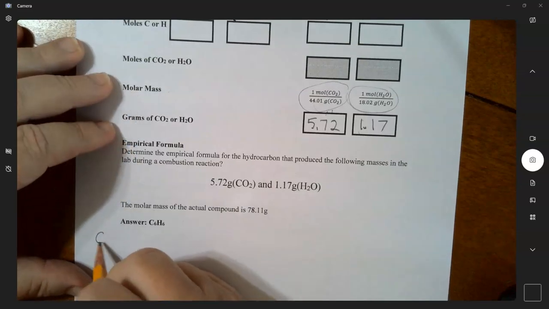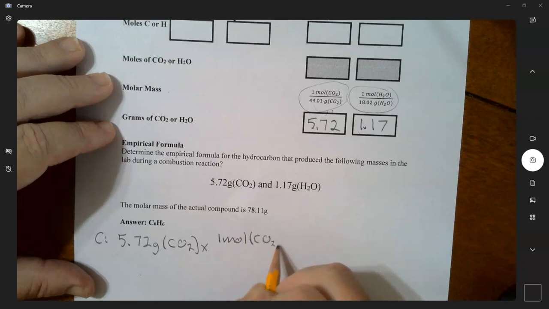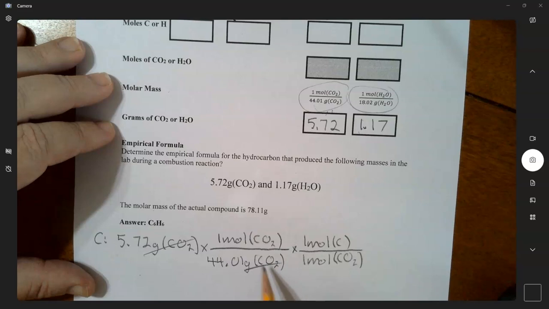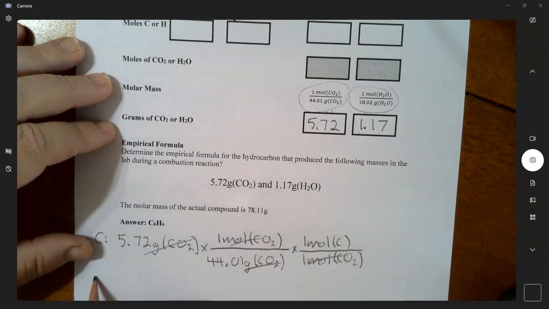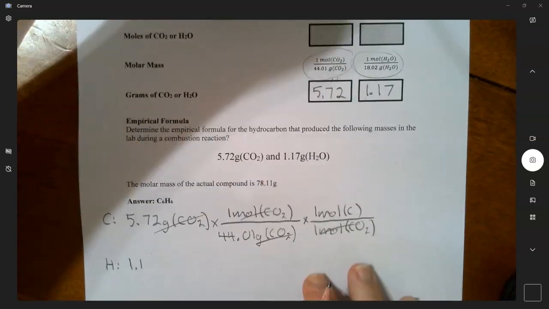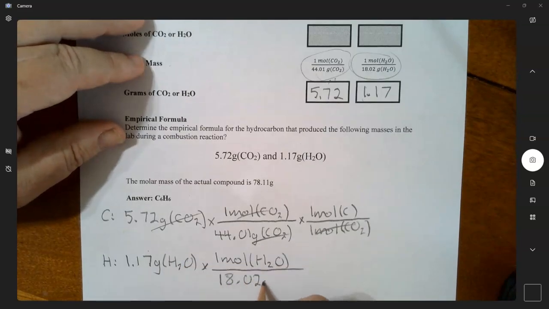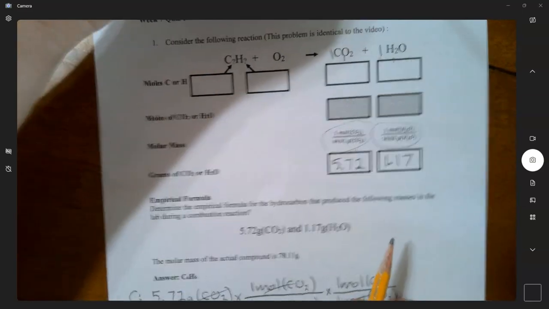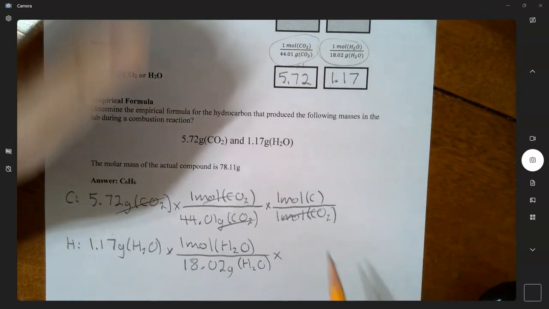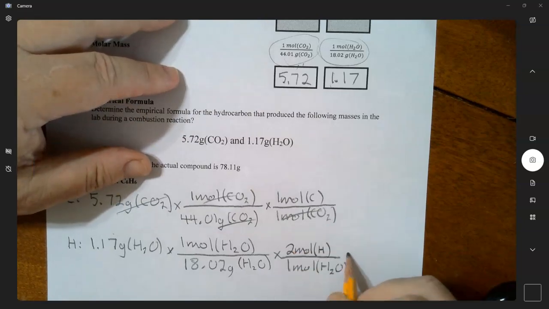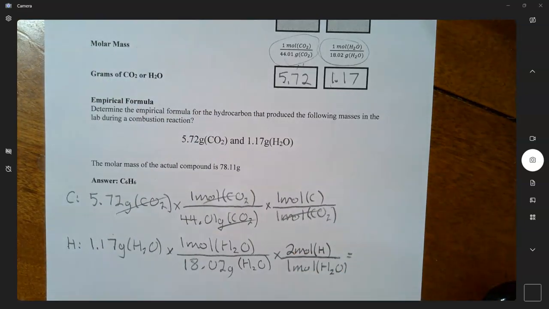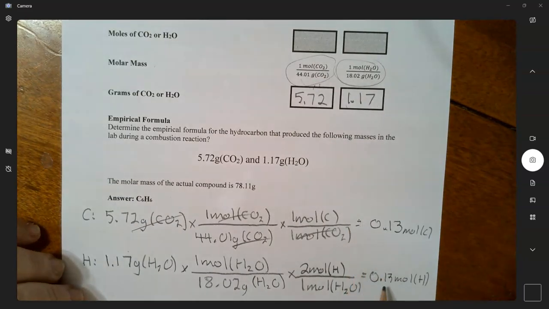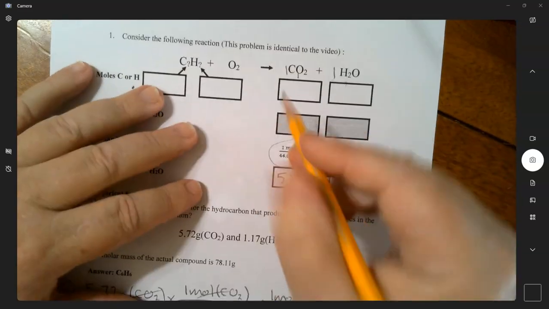So first for carbon. I'll go ahead and write the equation for hydrogen. And now up here we have 2 moles of hydrogen for every 1 mole of H2O, so we need that conversion. All right, and now we'll do the calculation. After doing the calculation, we get 0.13 moles of carbon and 0.13 moles of hydrogen, so we're going to write those up here.